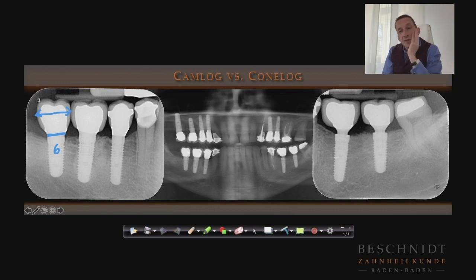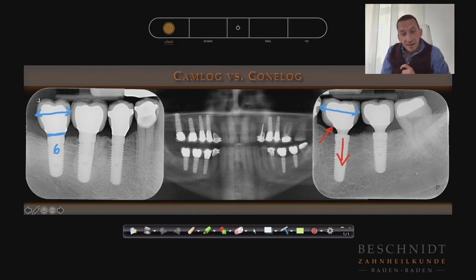If you use a conical connection and you need to use a large crown because it's a molar, you might end up with a hygienic problem in this area. So this implant should be placed deeper.